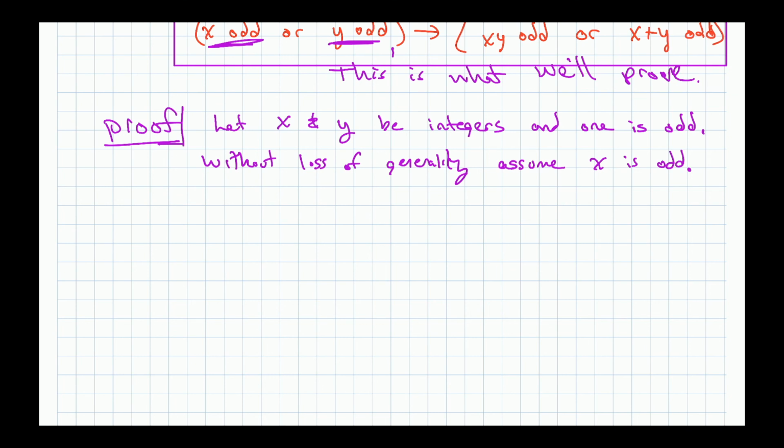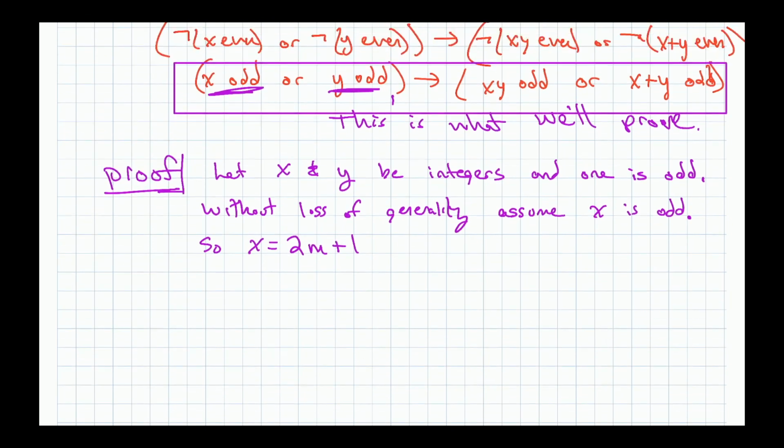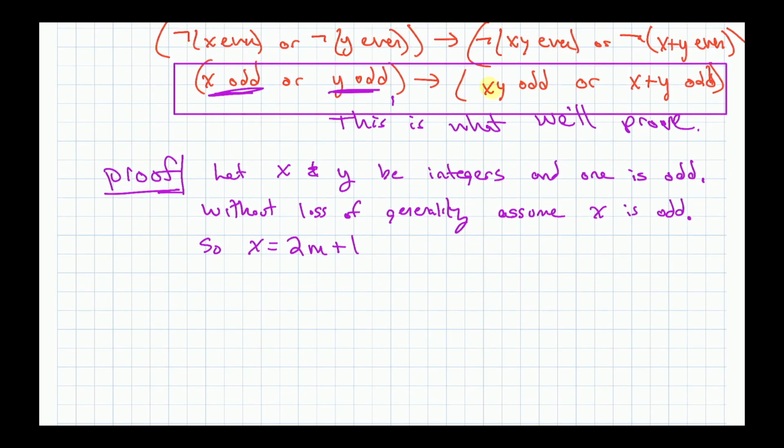Since x is odd, we can say x is, let's say, 2m plus 1. Can we do an n? Do we need an n? Yeah, let's do m. That'll match the book. So let's say x equals 2m plus 1 because x is odd. Now, what we need to do in this proof is show xy is odd or x plus y is odd.